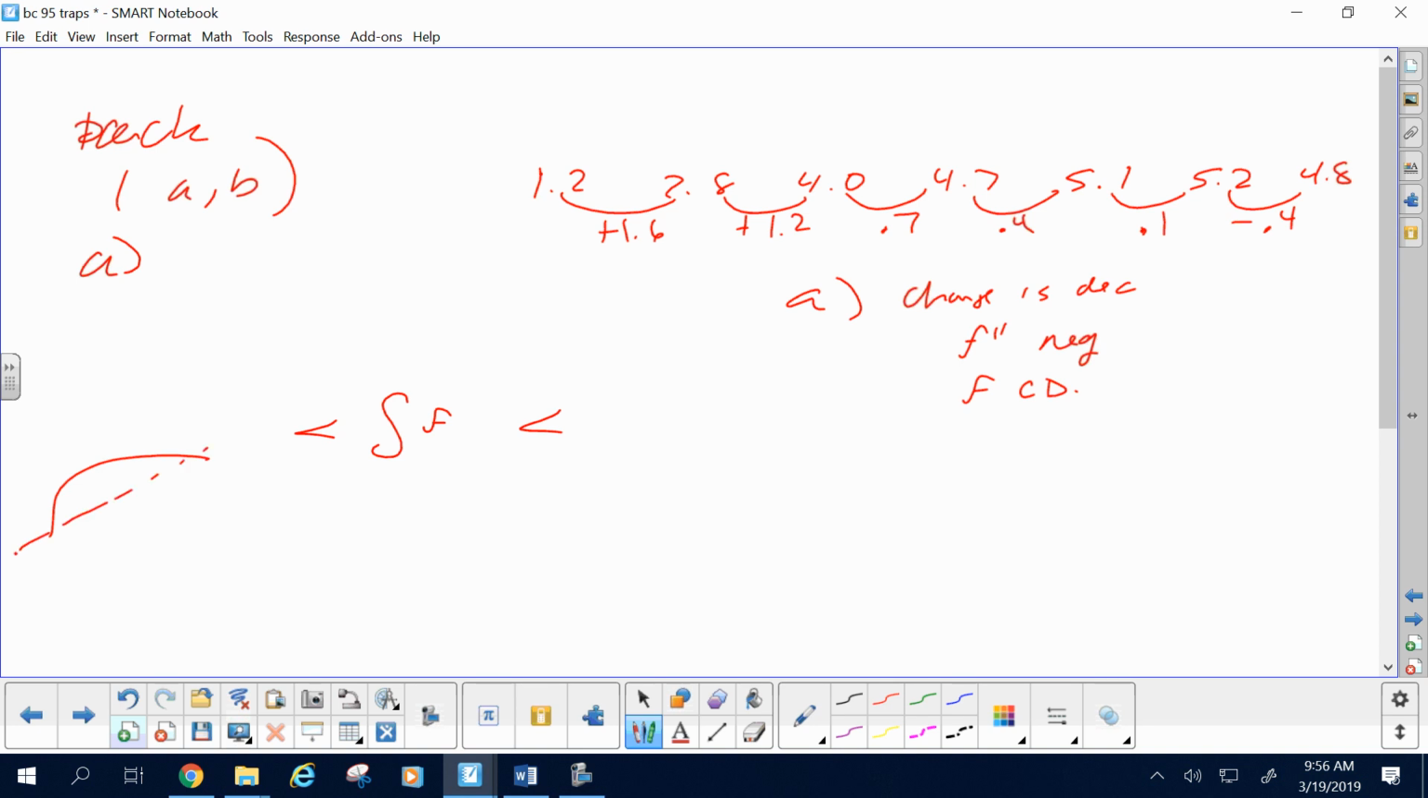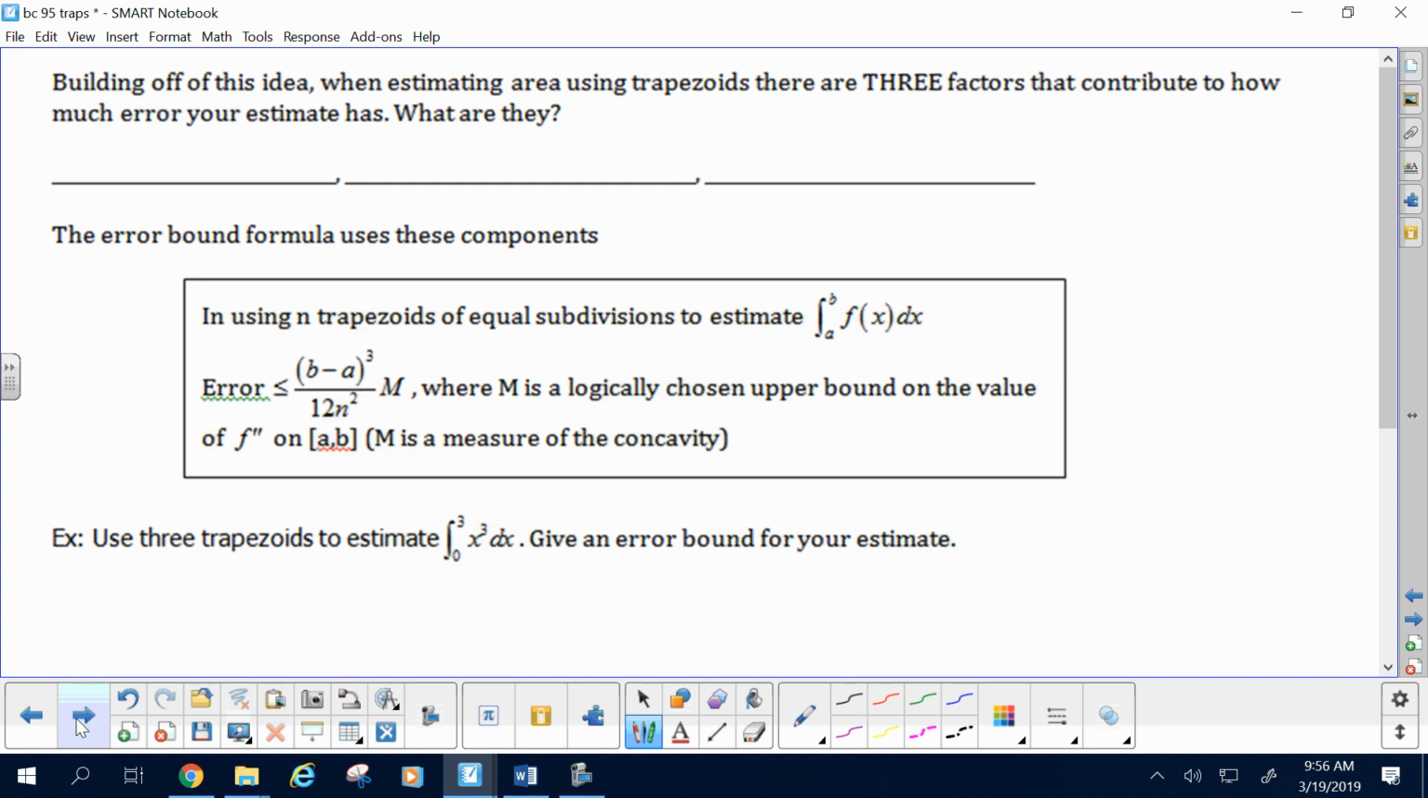So the true area would be greater than the trapezoid estimate, but it would be less than the midpoint. Remember, the midpoint and trapezoid estimates overestimate and underestimate in opposite ways. All right? Last but not least, this is a humdinger. Okay, check this out then.